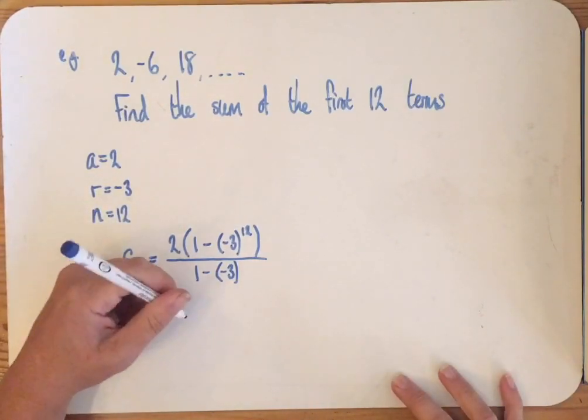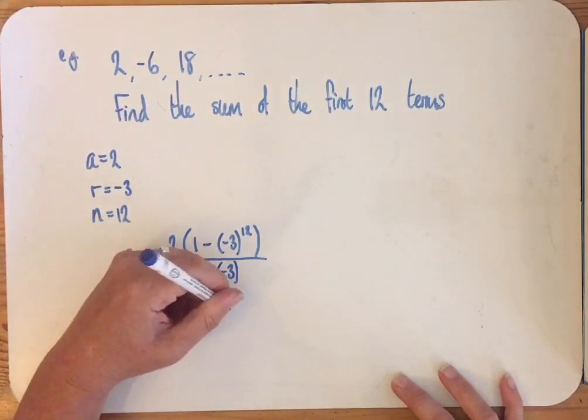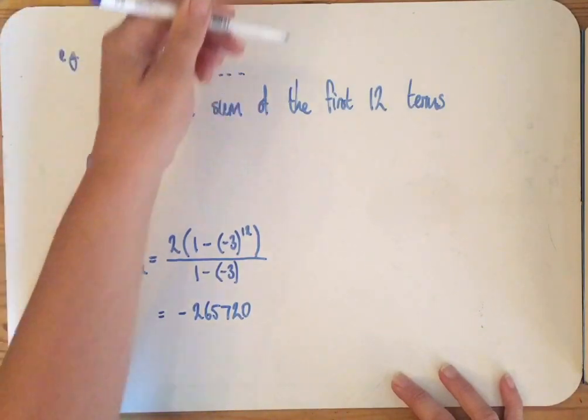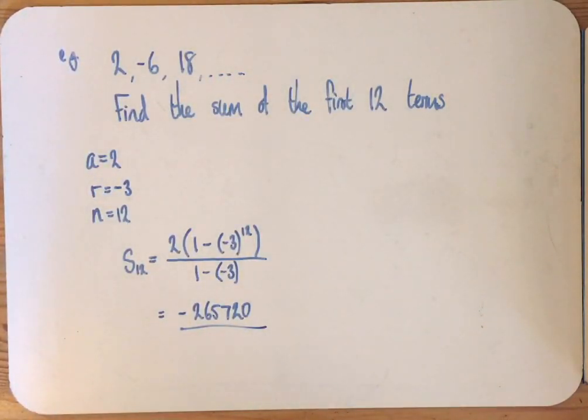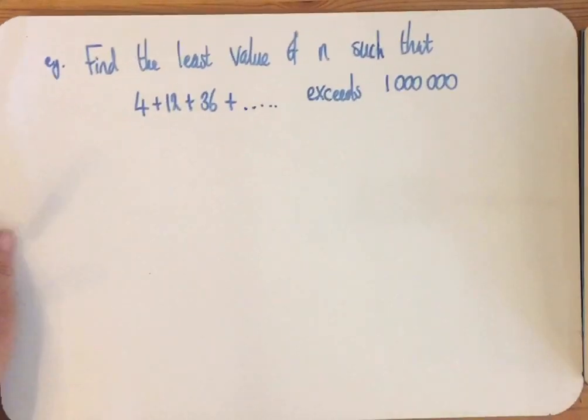And that gives you negative 265,720. So this one's going to fluctuate between negative and positive a bit as you go along, because we're timesing by minus 3. So that's literally just applying it into the sum formula. And the next one is going to have a little bit of logarithms on it.